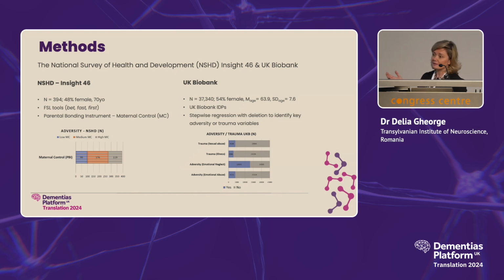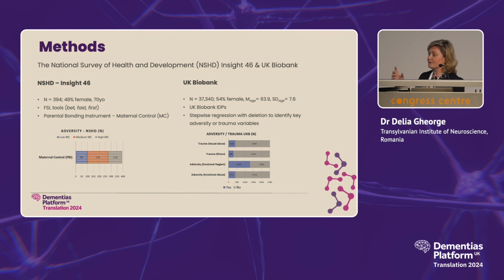We also looked at UK Biobank. We had more people there, as you're aware. This is a large cohort. We used already available derived phenotypes of imaging data that was already there and analyzed. In the UK Biobank, you have several adversity and trauma variables, and here we used stepwise regressions to identify the ones that we wanted to move forward with.